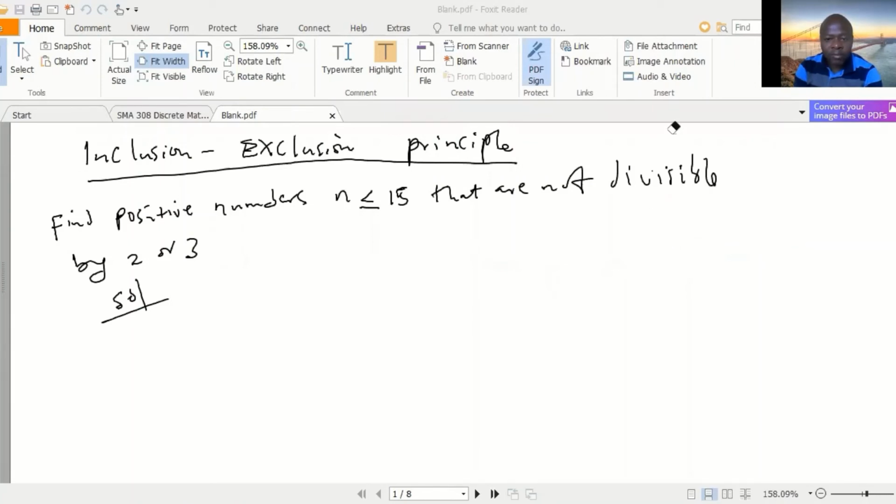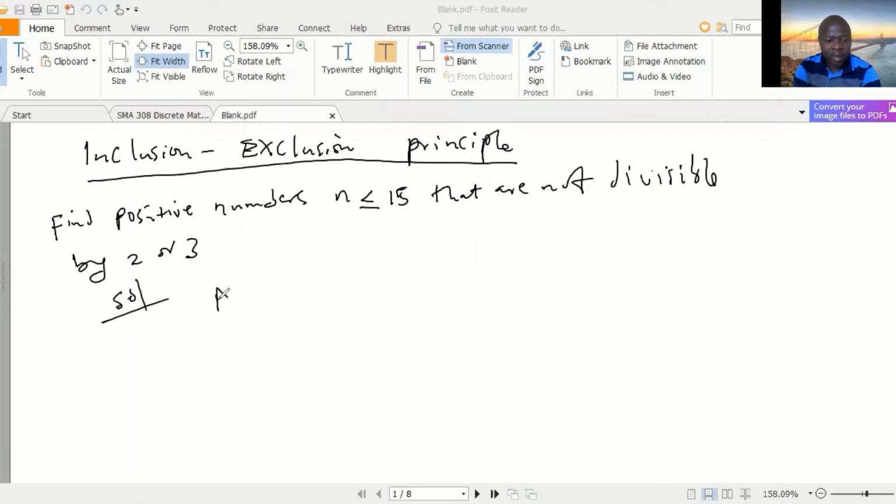So the easiest way of doing this is to use the inclusion-exclusion principle. Let's first of all find the number of elements which are divisible by 2 and 3, and then we subtract from 15.